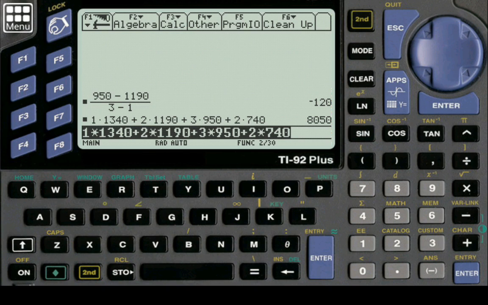Now what are the units? Well, the delta T's are in hours, and the heights are in liters per hour, right? So liters per hour times hours is liters, so 8,050 liters. And you can write that down on your paper. You can show your work on your paper. You can even graph the rectangles if you want.